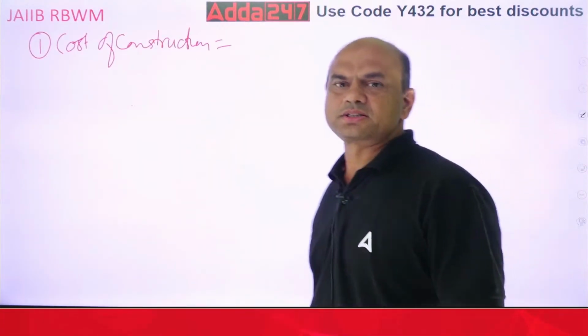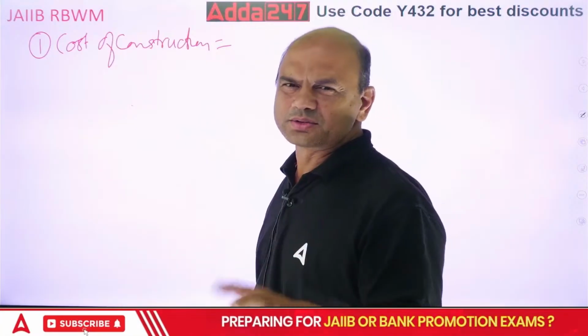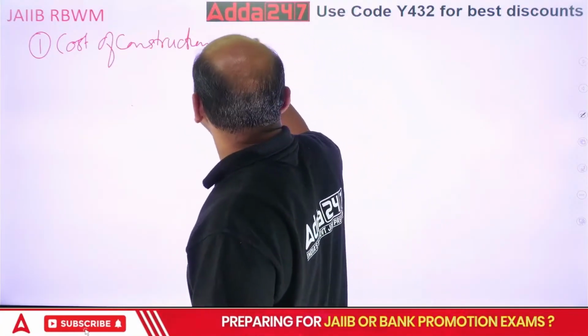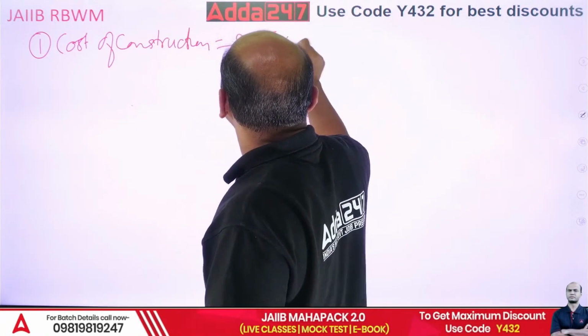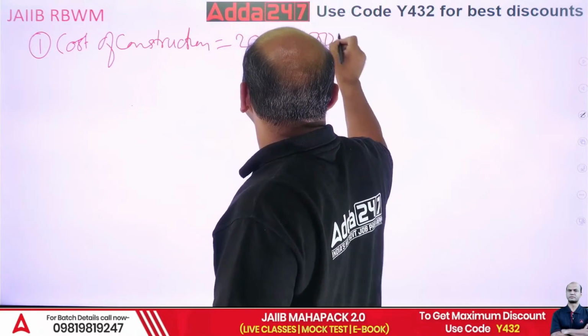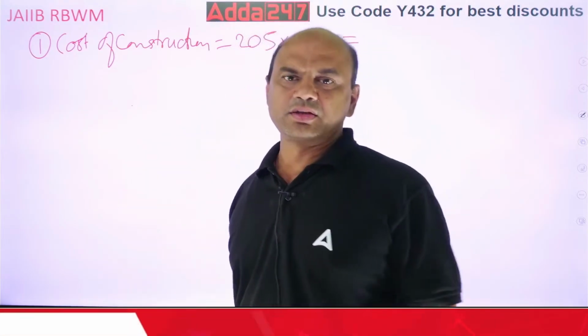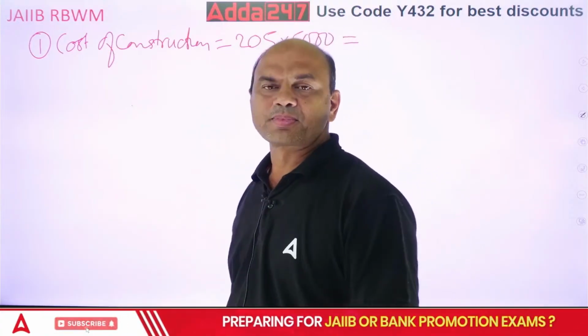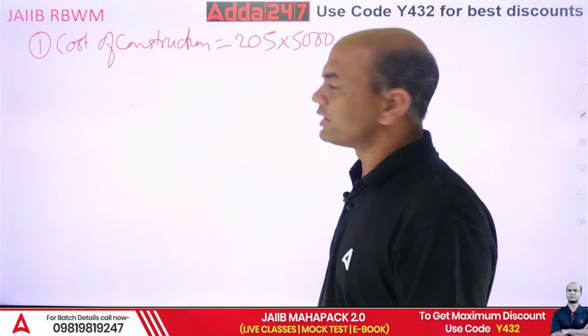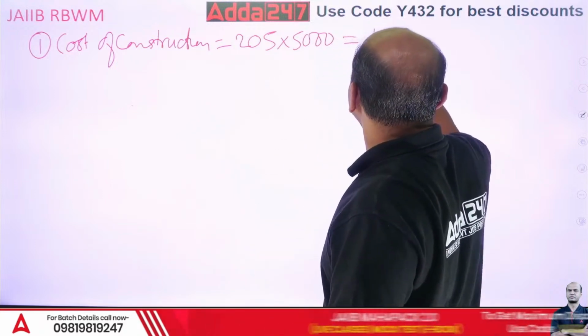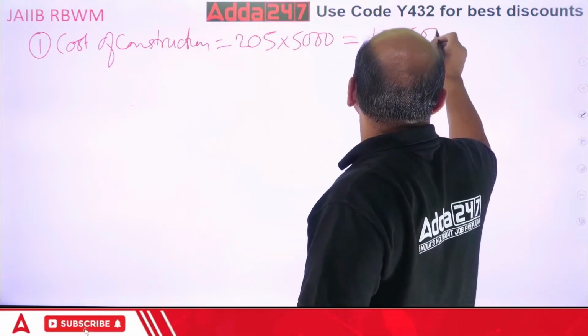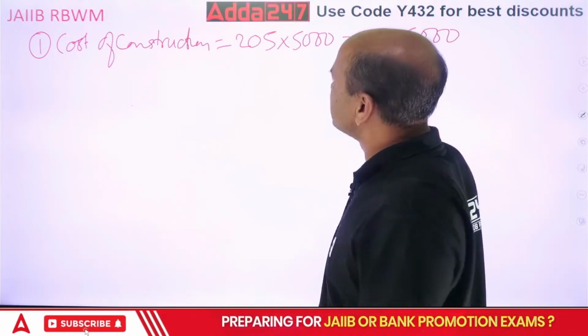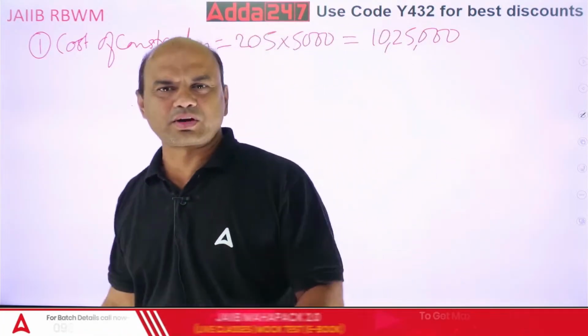Cost of construction is what? 205 into 5,000, right? So 205 into 5,000. Give the answer fast. You also need to be fast now in this. What is the answer for this? 205 into 5,000. Fast. It is 10,25,000. Correct? 10,25,000. Right? This much is this. Now I will not write rupees everywhere.